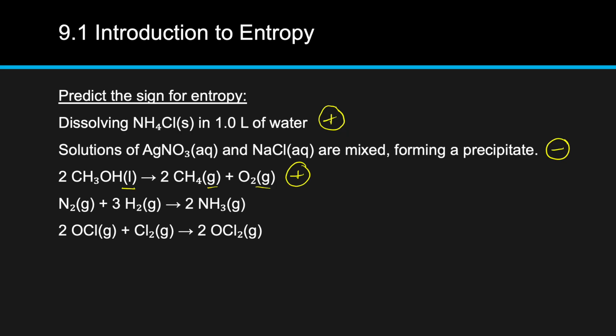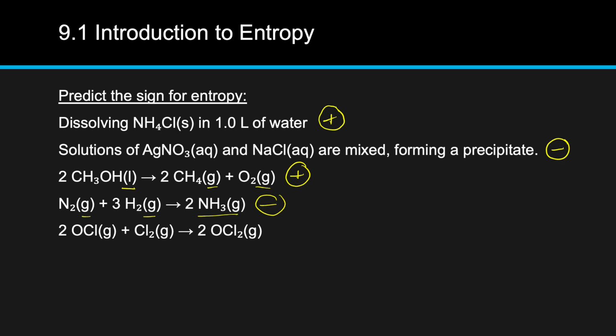Then for our fourth example, we have two separate types of gases becoming one gas. Because we are going from a total of 4 moles of gas down to 2 moles of gas, that is going to decrease the disorder, which is going to give us a negative value for entropy.